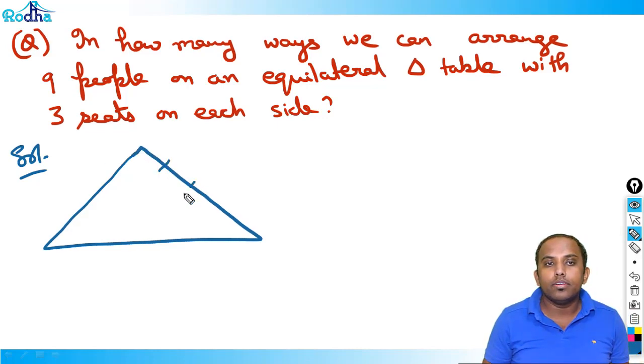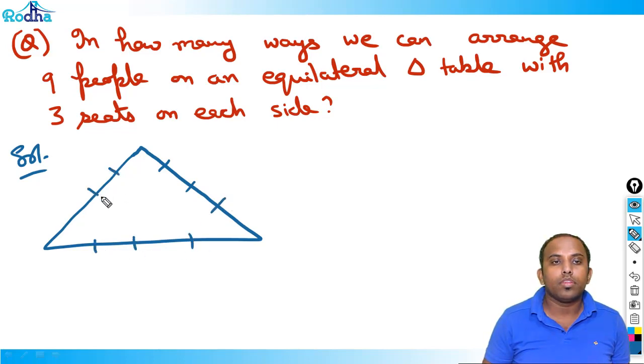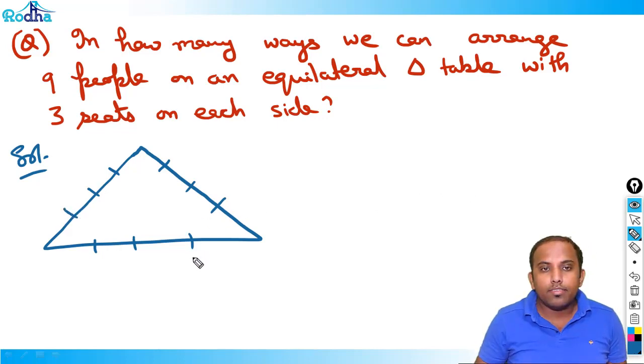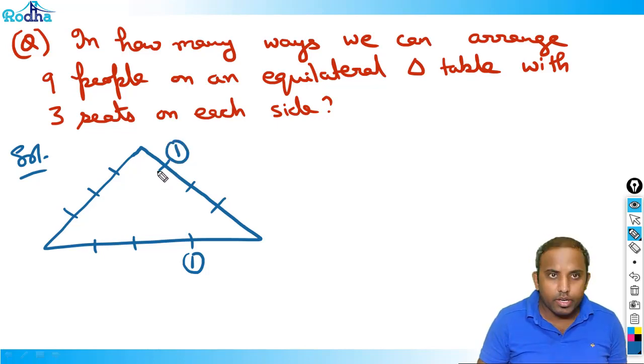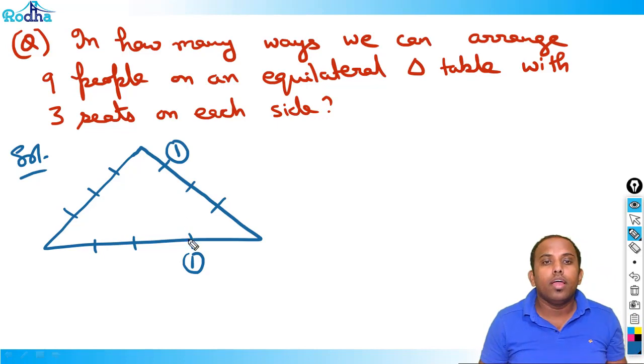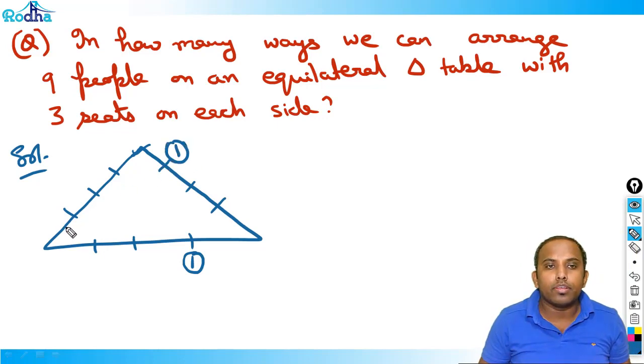So if we have 3 seats here, 3 seats here, and 3 seats here, just tell me, a person sitting here will get the same view as the person sitting here. What will the person see? The opposite vertex is to the left; you can take any reference point. For a person sitting here, the opposite vertex is slightly left diagonal. The person sitting here again has the opposite vertex slightly left diagonal.